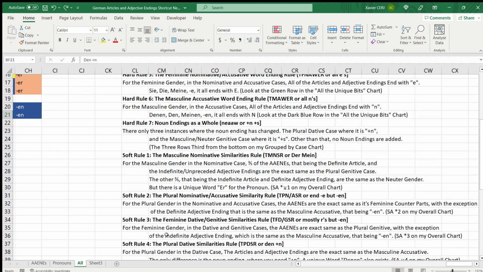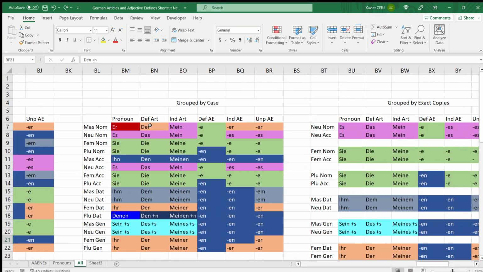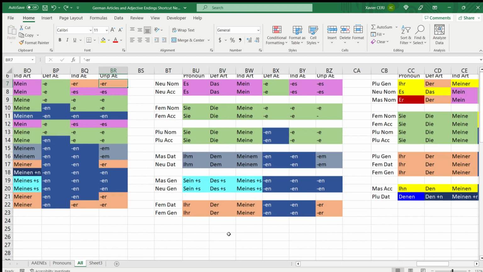Soft rule 1, the masculine nominative similarities rule. For the masculine gender in the nominative case, 3/5 of the stuffs, minus pronouns, that being the definite article and the indefinite, unpreceded adjective endings, are the exact same as the plural genitive case. This is what we talked about, where it's all ending with R, right? All the stuff that ends with R here. Yeah, der, R.